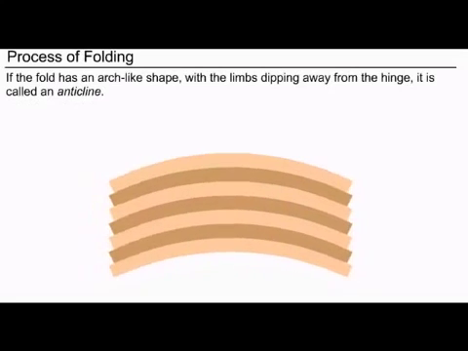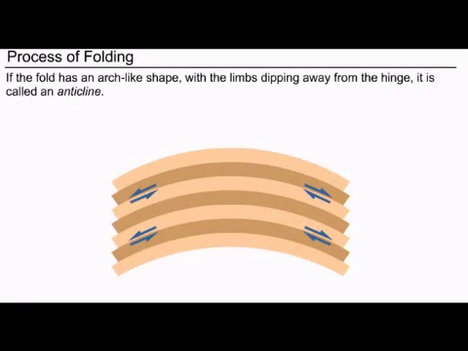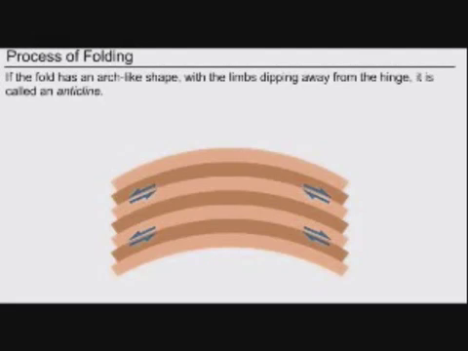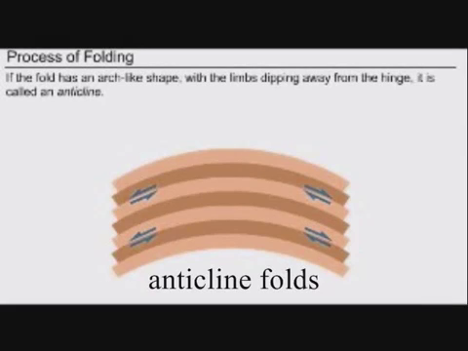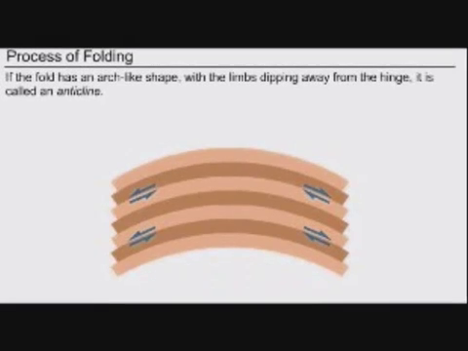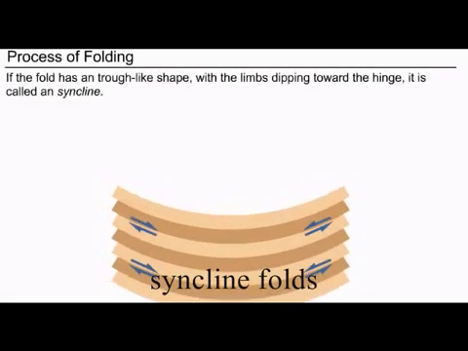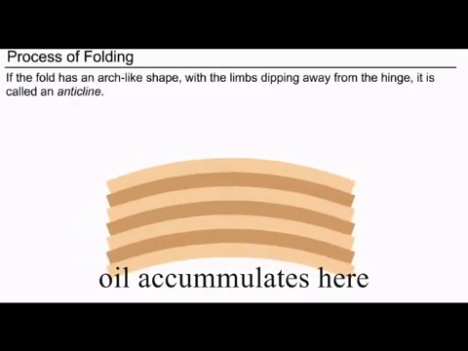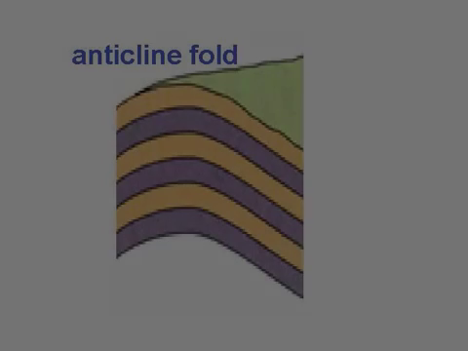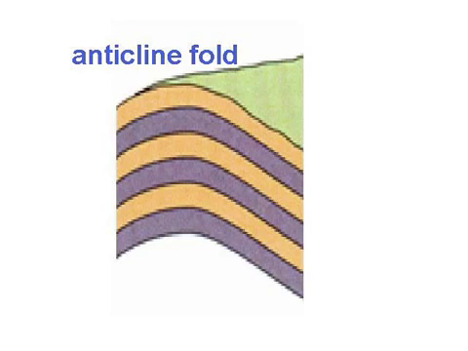Surprisingly, under enough heat and pressure, rocks will bend. Rock folds that are formed where the center goes up are called anticline folds. Where the center folds down, we call these syncline folds. Oil is found only in the anticline folds. Here is an example of an anticline.